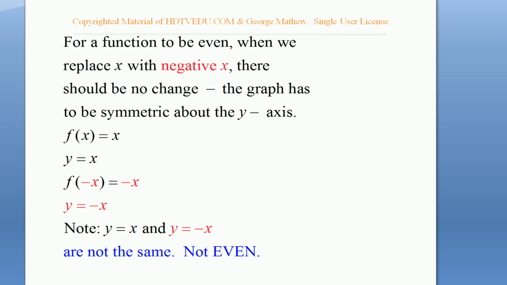For a function to be even, when we replace x with negative x, there should be no change. And when we plot the points, the graph has to be symmetric about the y-axis. So we start with f of x equals x. F of x is equal to x. That means y is equal to x.